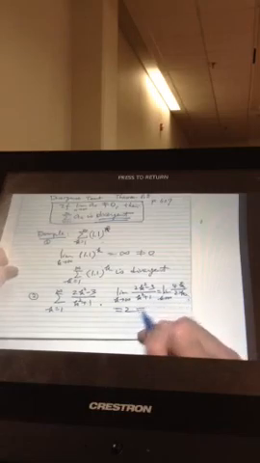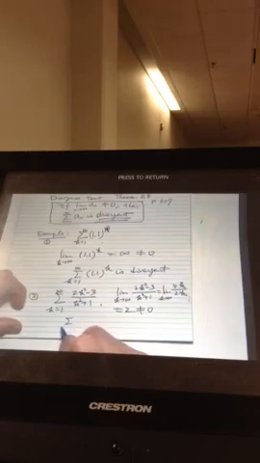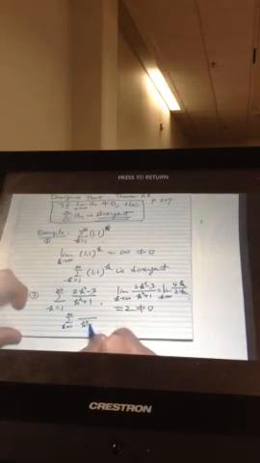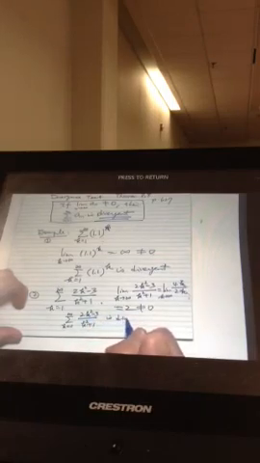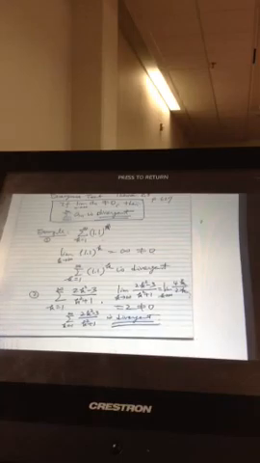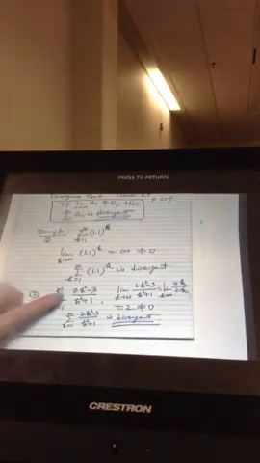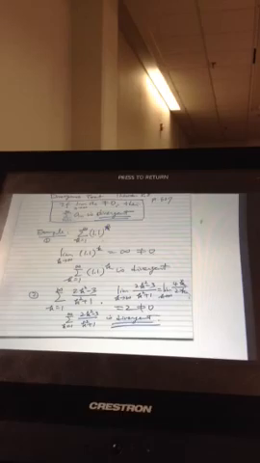Well, 2 is not 0. So immediately the answer is this series is divergent right away, because its kth term doesn't go to 0. This is 2, doesn't go to 0. Okay?